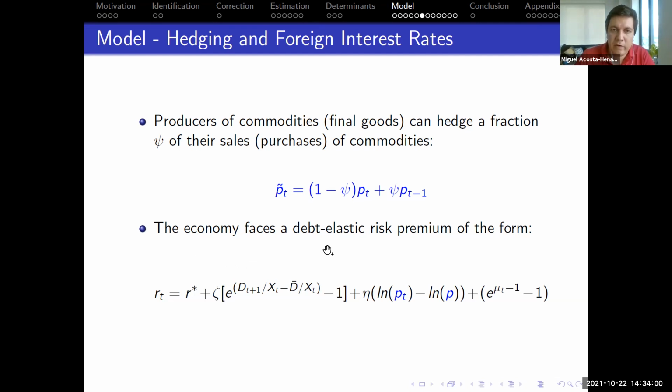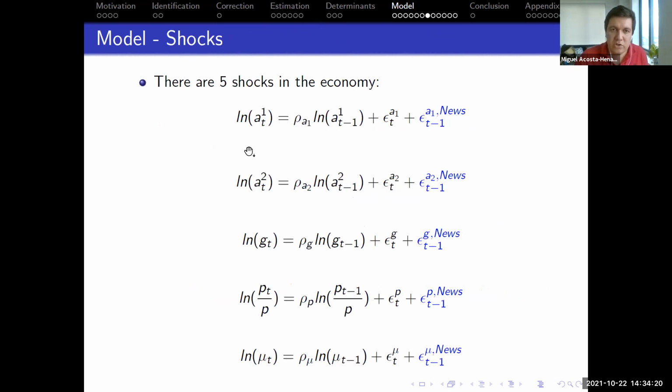The economy faces a debt-elastic interest rate, very similar to the one Gustavo showed. The only tweak here is that the higher the commodity price is, this eta is going to be negative, so the lower the risk premium is going to be. This is usually the case for commodity-exporting economies.